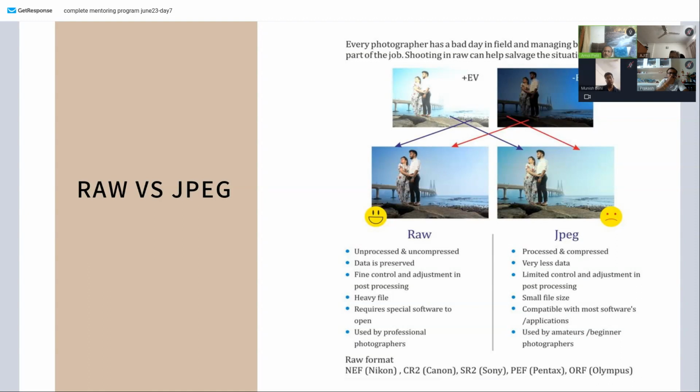So it may be that the photographs didn't come out good, but then once he is back to his office, if he has clicked in raw, he has the bandwidth to post process and still get the best out of it.